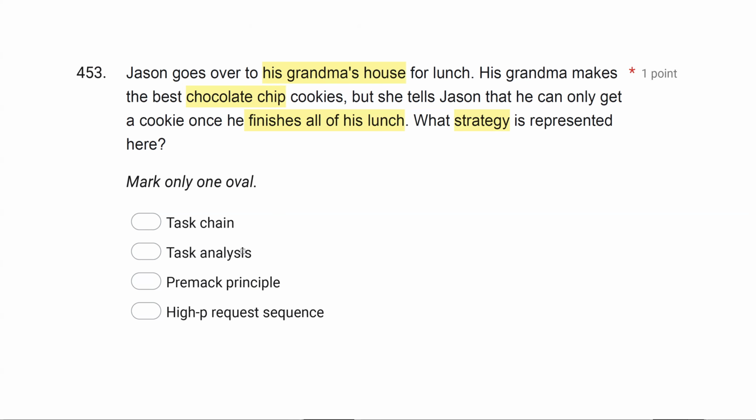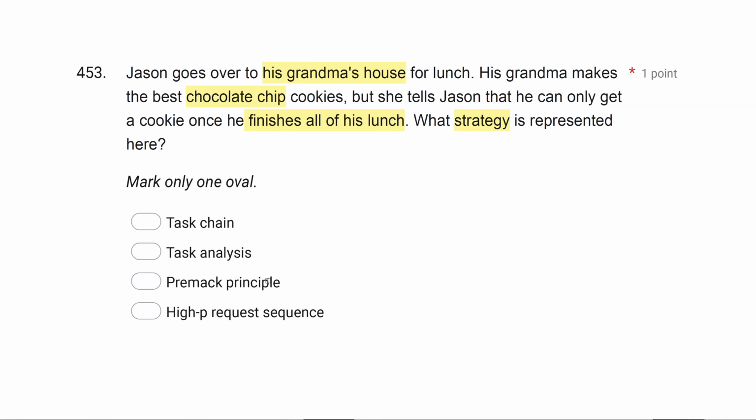A task chain or a task analysis. Again, we're not breaking the behavior down. We don't have a chain, so it can't be A or B. Fluency is very important because if you know what a task chain and what a task analysis is, those aren't even options for you, and you can start to move quicker.